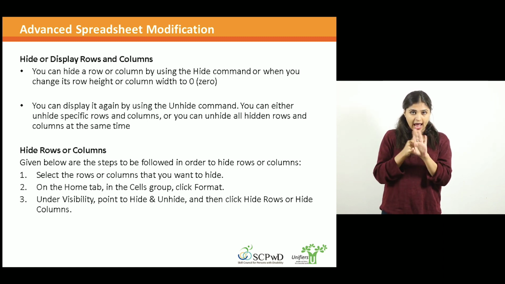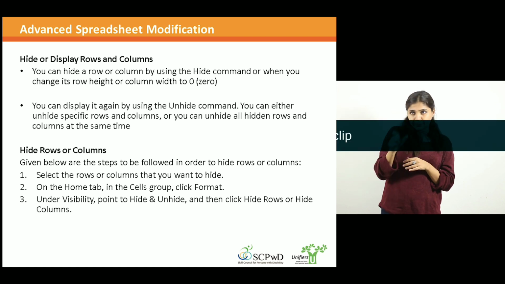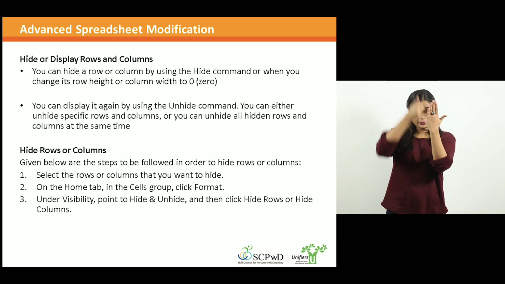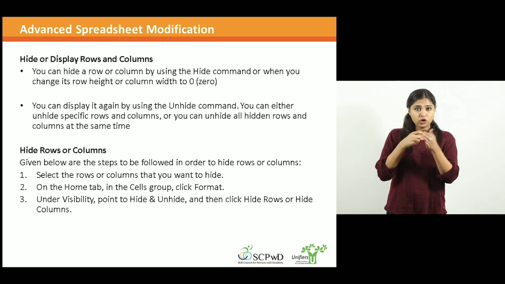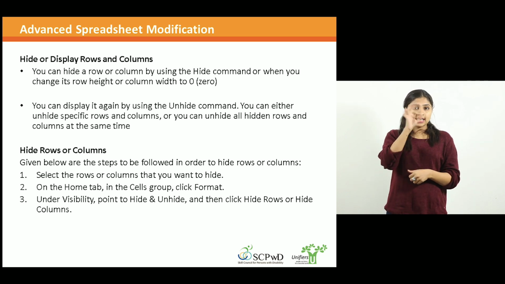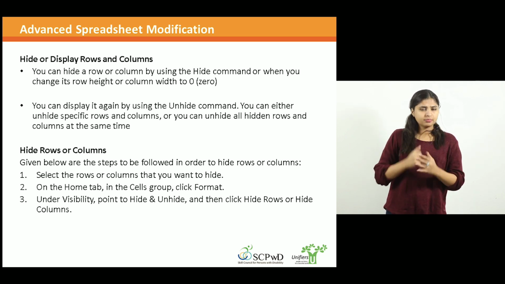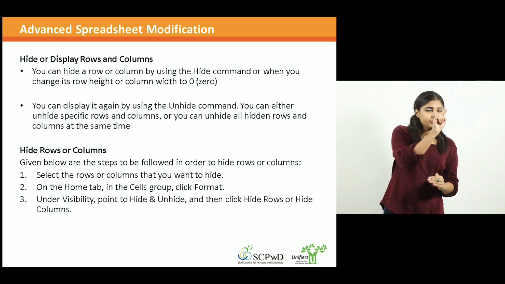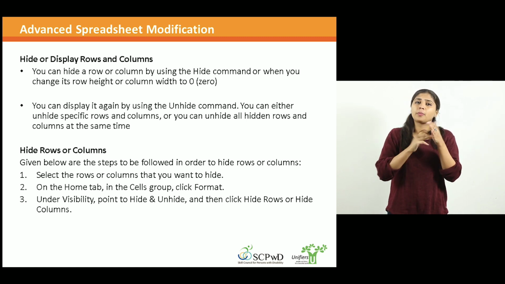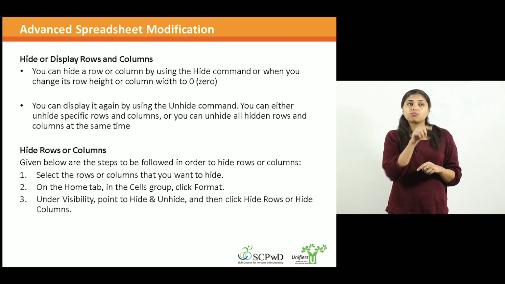Hide rows and columns. Given below are the steps to be followed in order to hide rows or columns. Select the rows or columns that you want to hide. On the Home tab in the Cells group, click Format. Under Visibility, point to Hide and Unhide, and then click Hide Rows or Hide Columns.